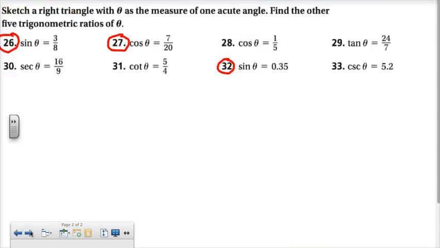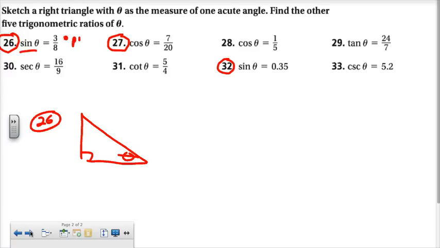26, 27, and 32, all dealing with the same thing. It says, sketch a right triangle with theta as the measure of one acute angle, and then find the other 5 trig ratios of theta. So I'm going to pick one of these acute angles, put theta right there. And for 26, it says the sine. Well, sine is opposite over hypotenuse.